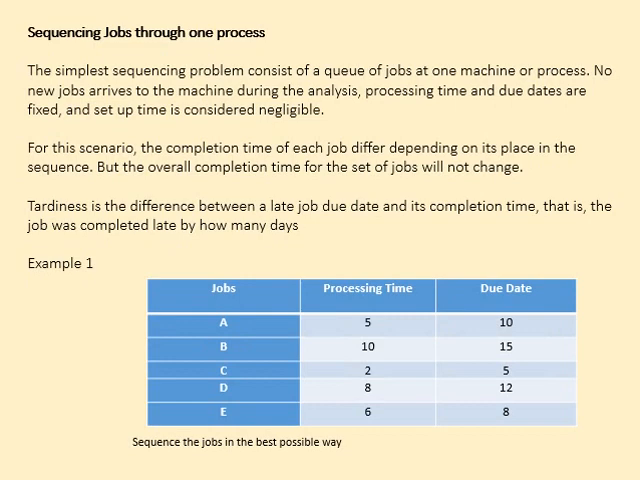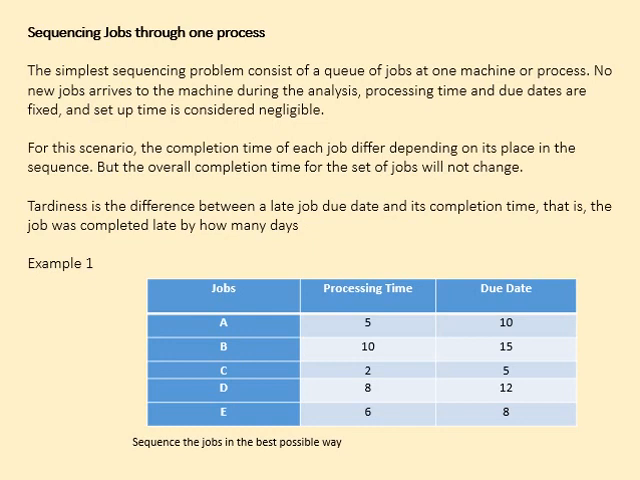Now, let's try to understand sequencing jobs through one process. The simplest sequencing problem consists of a queue of jobs at one machine or process. No new jobs arrive at the machine during the analysis. Processing time and due dates are fixed, and setup time is considered negligible. The completion time of each job differs depending on its place in the sequence, but the overall completion time for the set of jobs will not change.